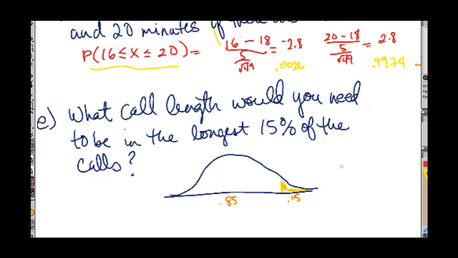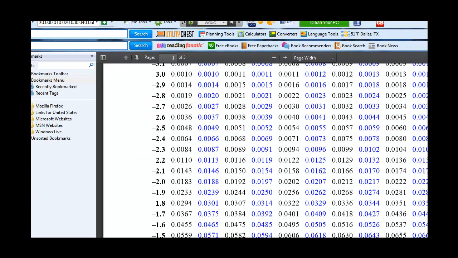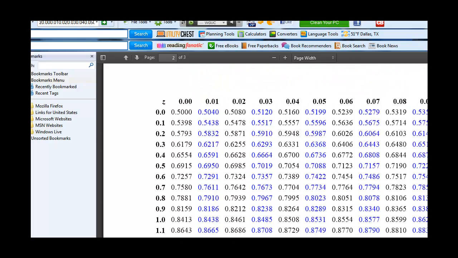Now, what are these numbers I'm putting up? These are the proportions that we're dealing with. So, what do I have on the table? Those are the proportions less than, right? Everything you see on this z-score table is less than. So, to be in the longest 15%, you would need 85% less than. So, come over to your table and look up 85%, but now we're going to look inside here for 85, not the z-scores, the p-values.